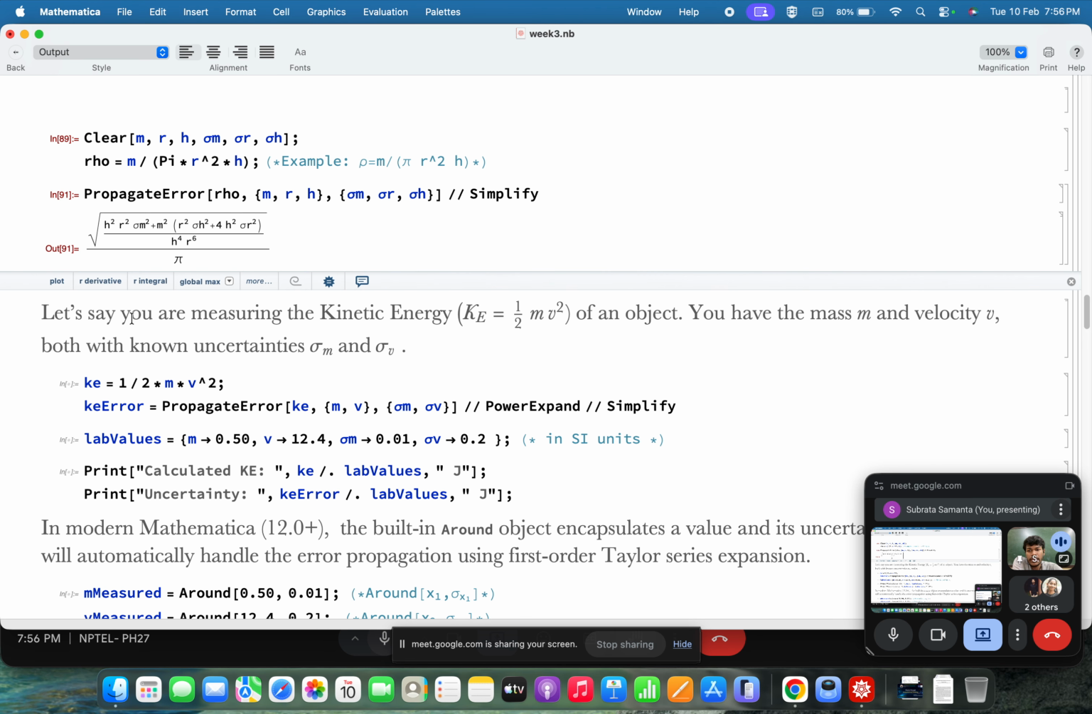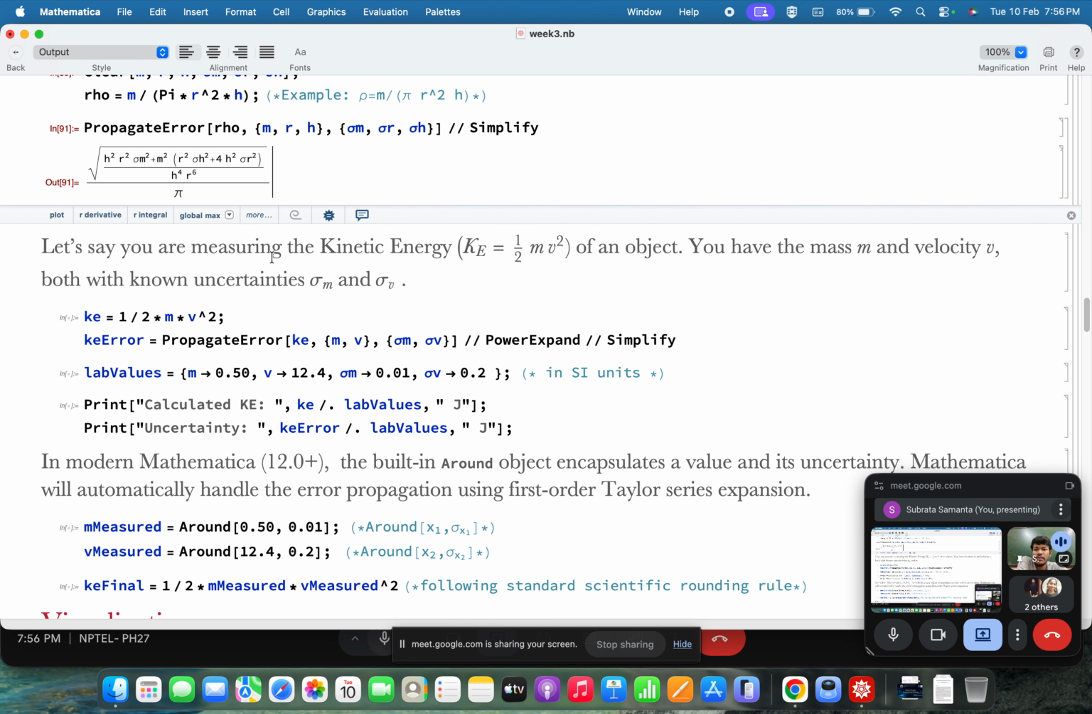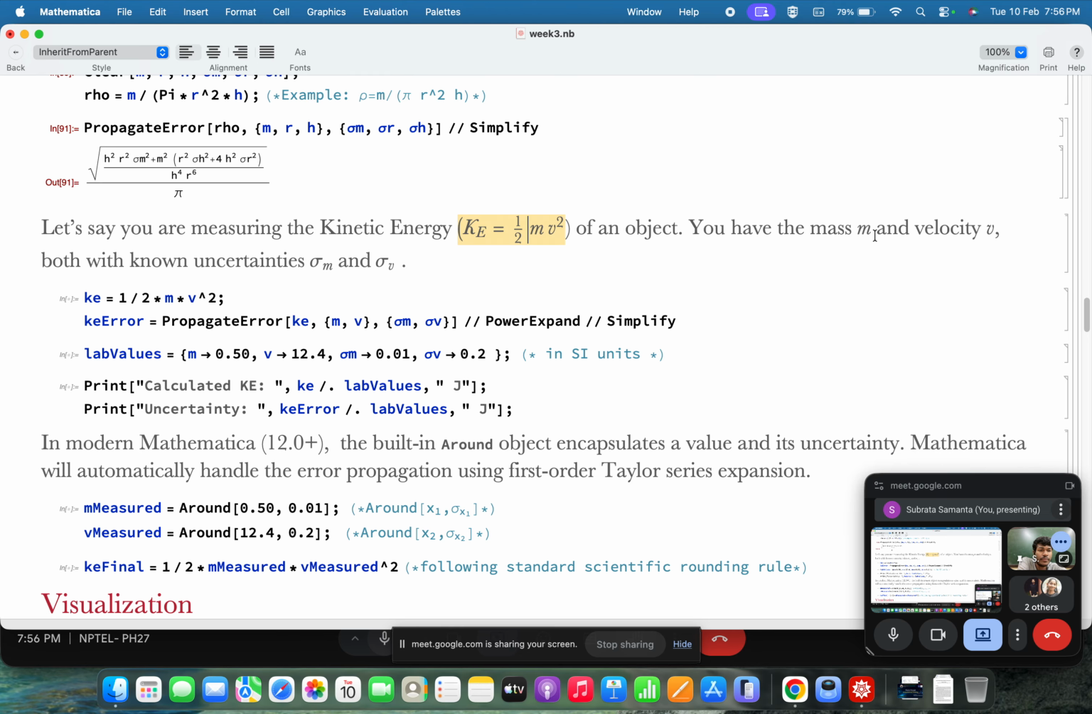Okay, let us do this numerically. Let us say you are measuring the kinetic energy of an object. Your formula is kinetic energy equals half m v squared. You have the mass m and the velocity v, both with known uncertainties sigma m and sigma v. So we have two variables here, m and v, and you also know the uncertainties sigma m and sigma v. Those are the inputs.